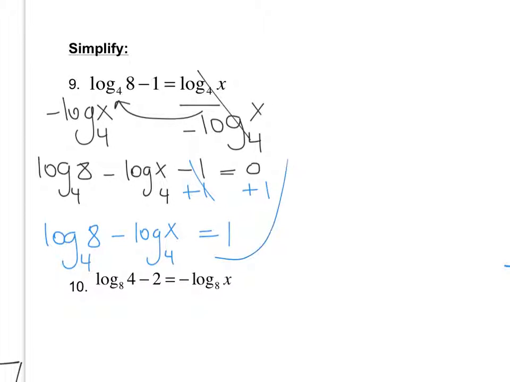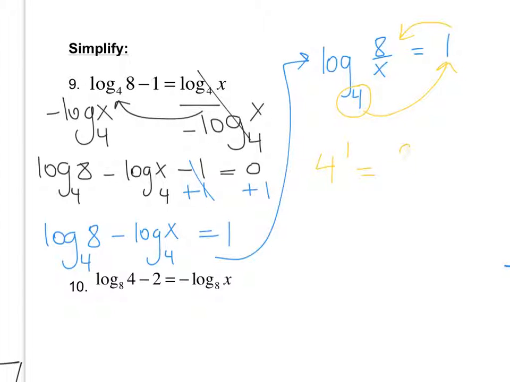So you can continue this problem by saying that log base 4 of 8 minus log base 4 of x is simply log base 4 of 8 over x. And that is equal to 1. Now you see how we now have a log equal to a number? So our next step is to change it to exponential form. So 4 to the power 1 equals 8 over x. 4 to the power 1 is just 4, so 4 equals 8 over x.